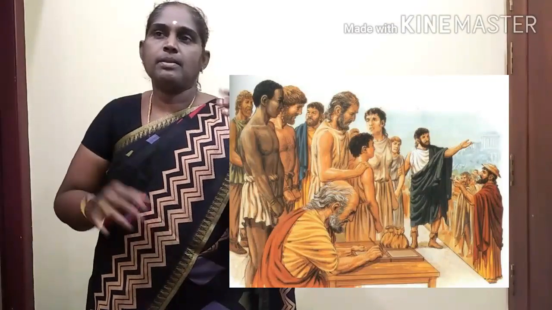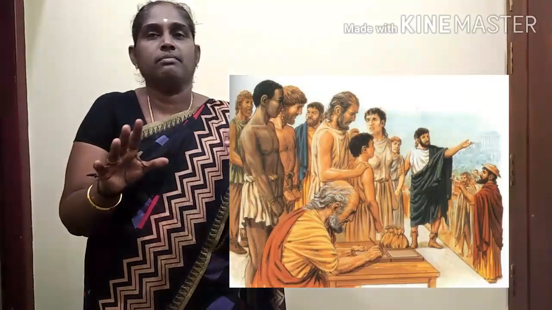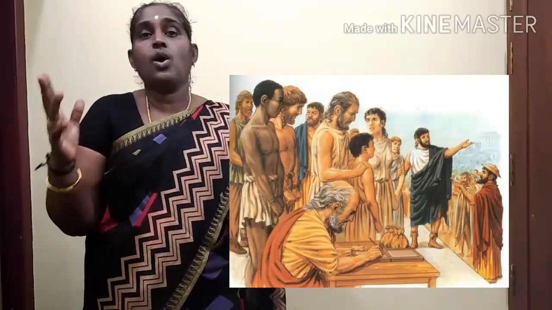The conflict between the patricians and the plebeians became bloodier, very hard and difficult. The major source of revenue to the Roman state was the slave trade only. The island of Delos, D-E-L-O-S, became a great slave market.